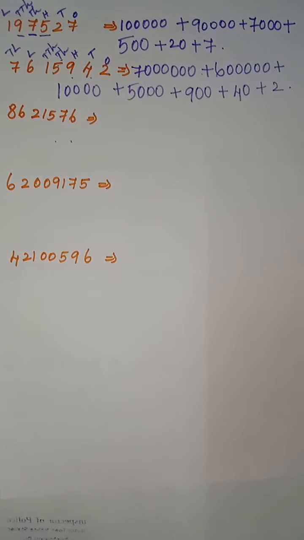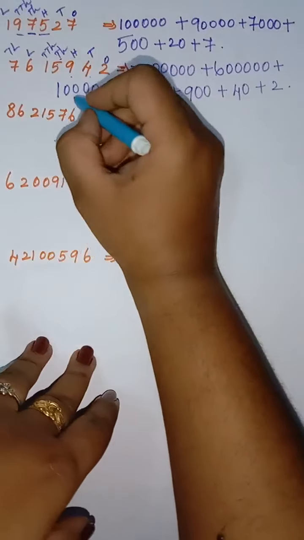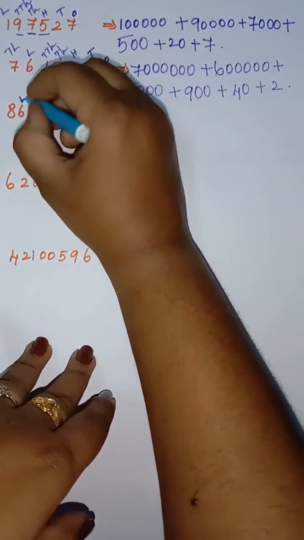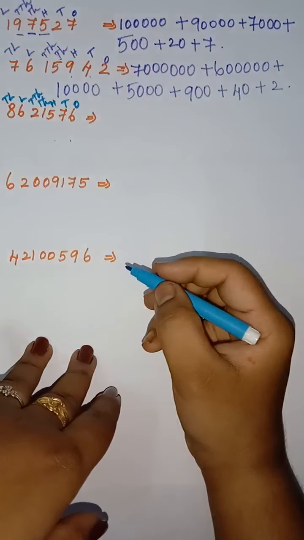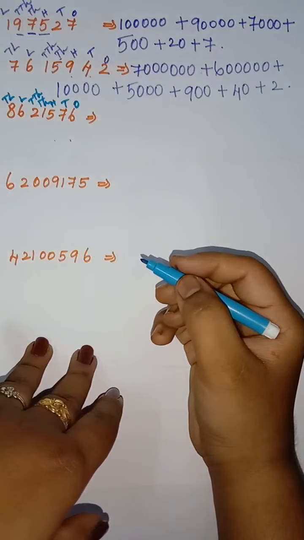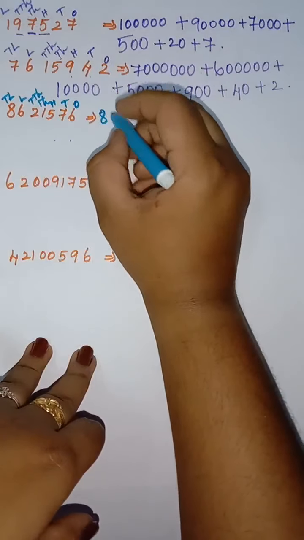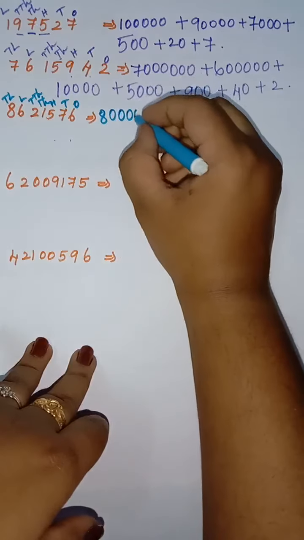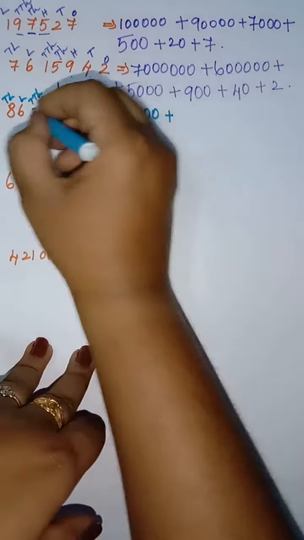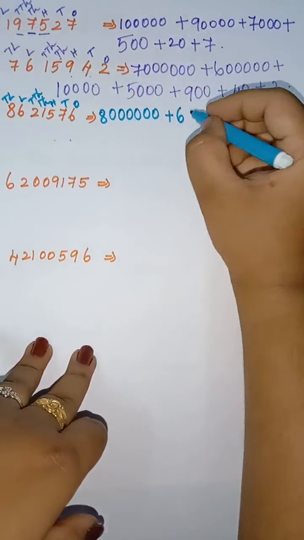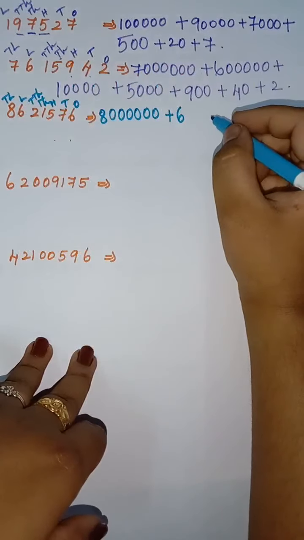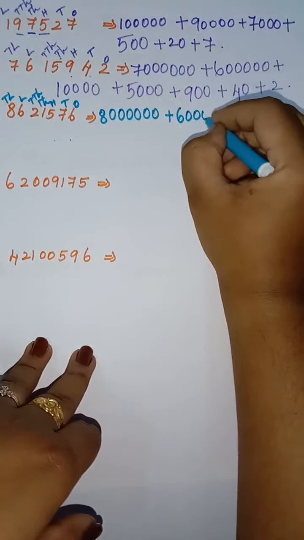Now the next question. The first step is to write the place values: ones, tens, hundreds, thousand, 10,000, lakh, 10 lakh. As usual they have given it up to 10 lakh. 10 lakh means how many zeros? 6 zeros. So we write the number 8 and then 6 zeros: 1 2 3 4 5 6. Plus, then 6 we write here. For 6 they have given lakh, so for lakh it is 5 zeros: 1 2 3 4 5.